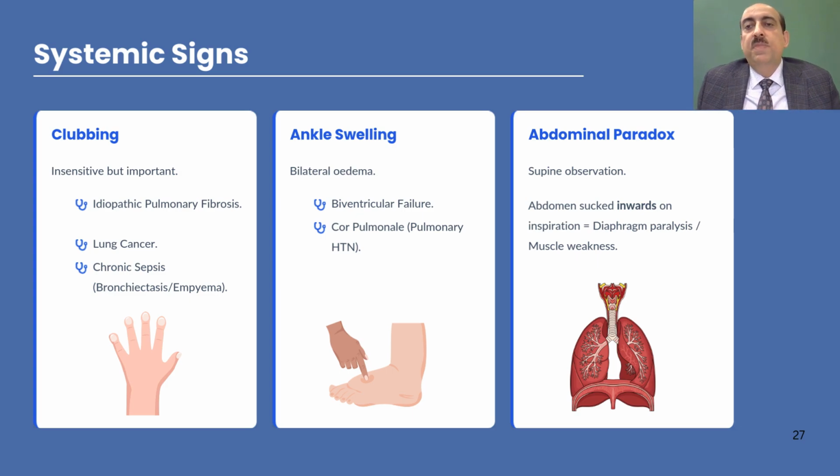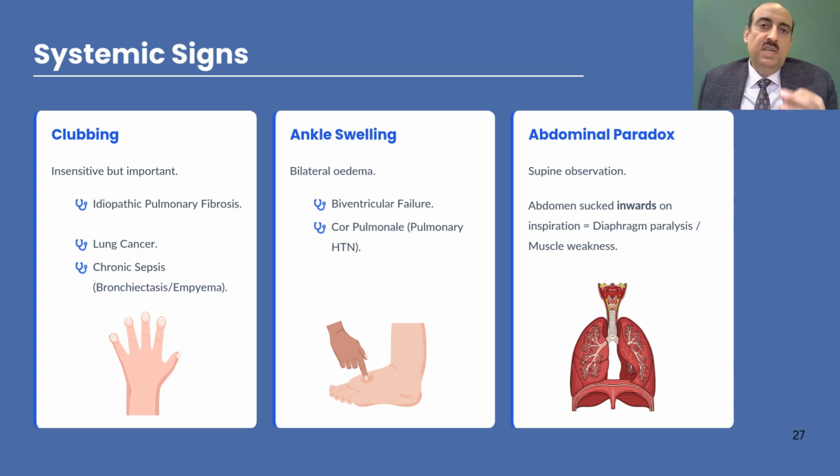Now, in terms of the respiratory causes, I should say, idiopathic pulmonary fibrosis, lung cancer, benign mesothelioma, as we discussed before, chronic infective conditions like bronchiectasis and empyema. The ankle swelling, we will come to that later also, but biventricular cardiac failure and also right heart failure, which is indicative of pulmonary hypertension.